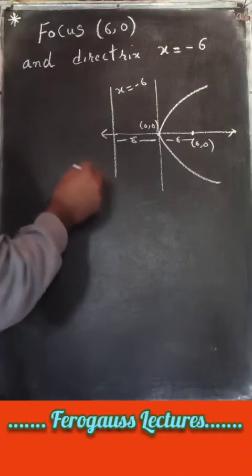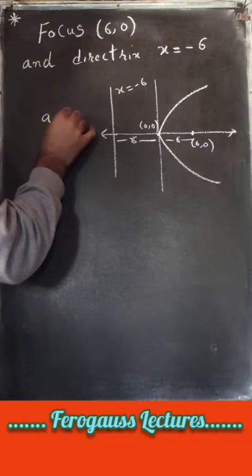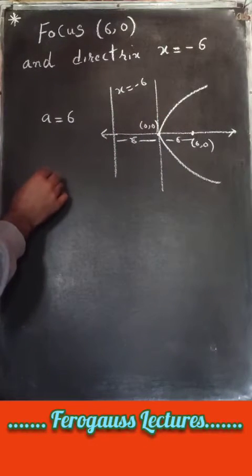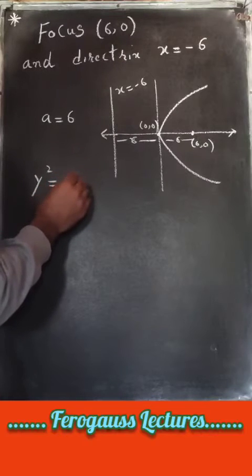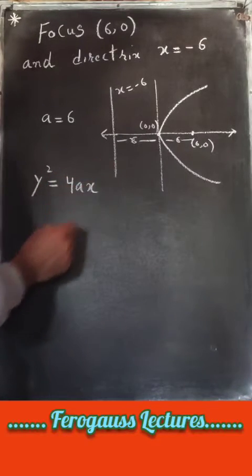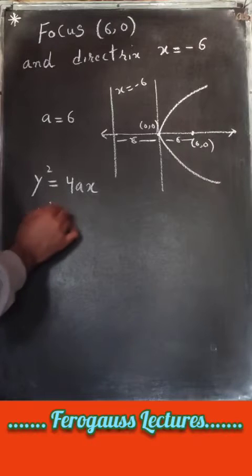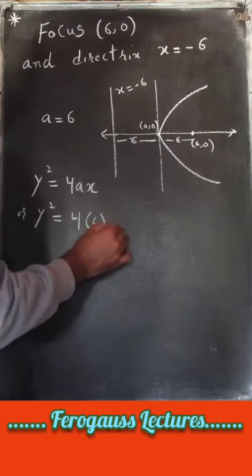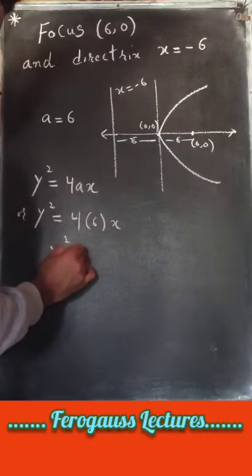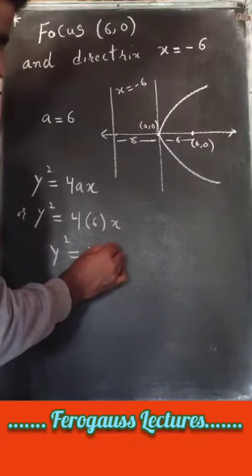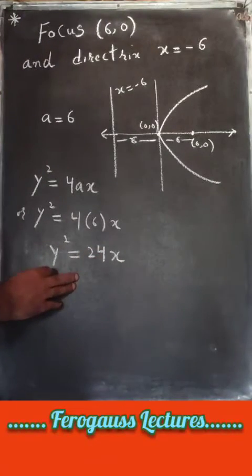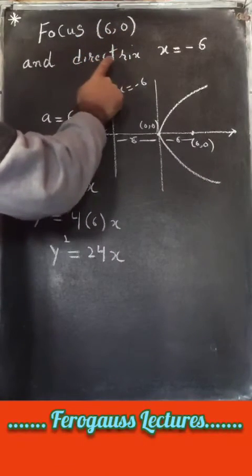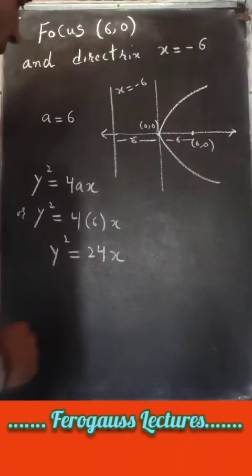Therefore, we have a equal to 6, and the equation of this parabola is y square equal to 4ax, or y square equal to 4 into 6x, or we can write y square is equal to 24x. So this is the equation of the parabola when the focus of the parabola is (6, 0) and the directrix is x equal to -6.